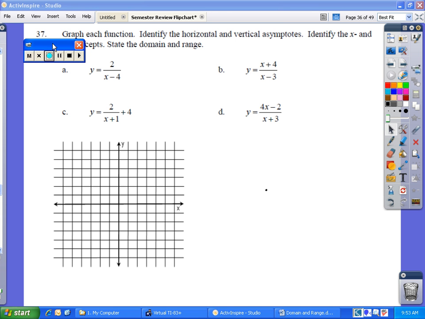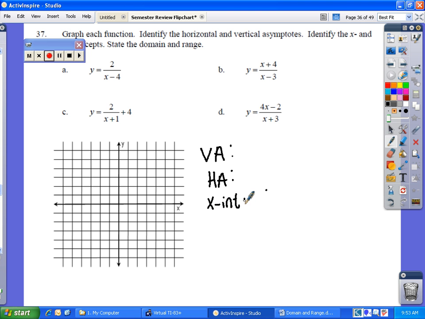Alright, 37 is going to be split into 4 parts because of the memory. So for 37a, you need to find 4 things. You need to find the vertical asymptote, horizontal asymptote, x-intercept, and y-intercept. The vertical asymptote is just simply setting x minus 4 equal to 0, and you wind up with x equals 4 as your vertical asymptote.